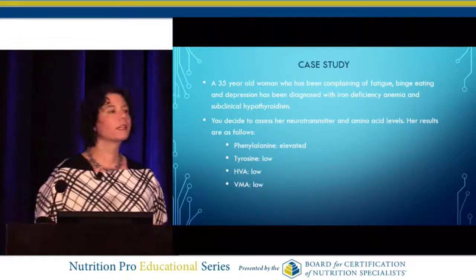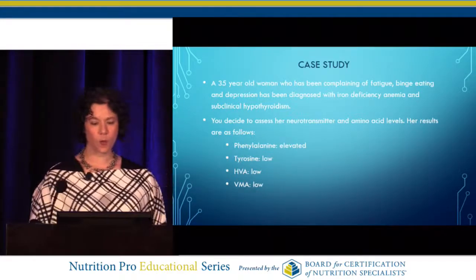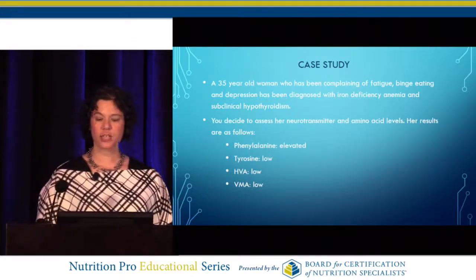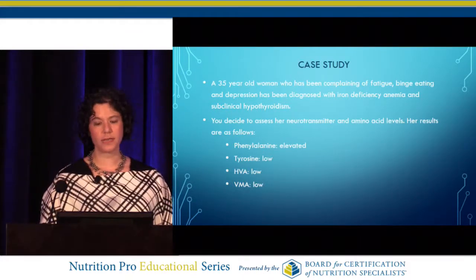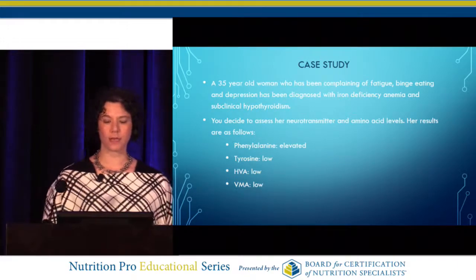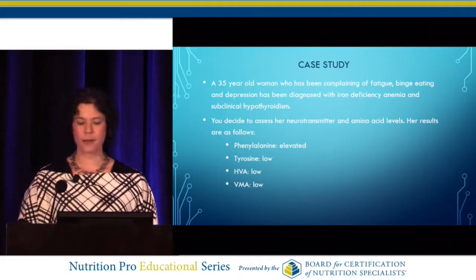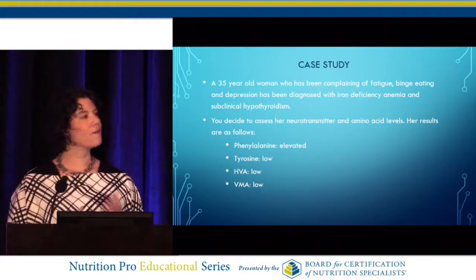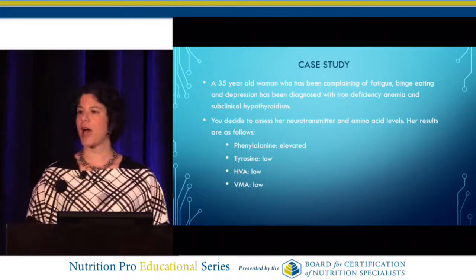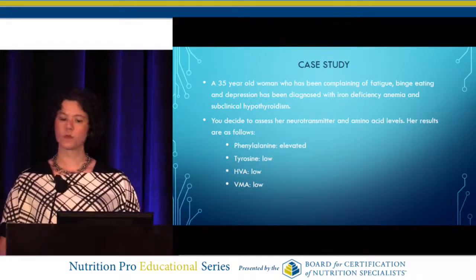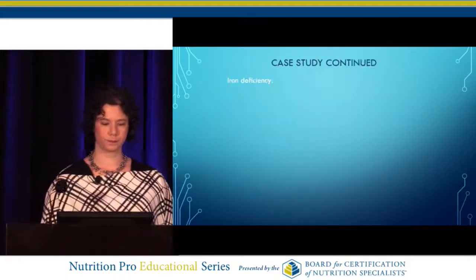Okay, let's take a look at the clinical picture. We have a 35-year-old woman who has been complaining of fatigue, binge eating, and depression, and she's been diagnosed with iron deficiency anemia and subclinical hypothyroidism. So we decide to take a look at neurotransmitter and amino acid levels, and we find that phenylalanine is elevated, tyrosine is low, HVA is low, and VMA is low. So what's going on here?